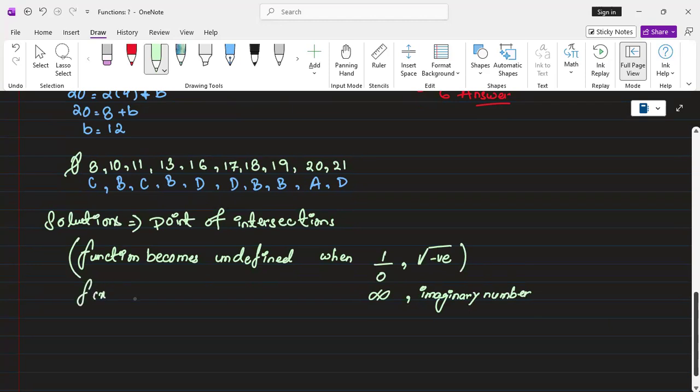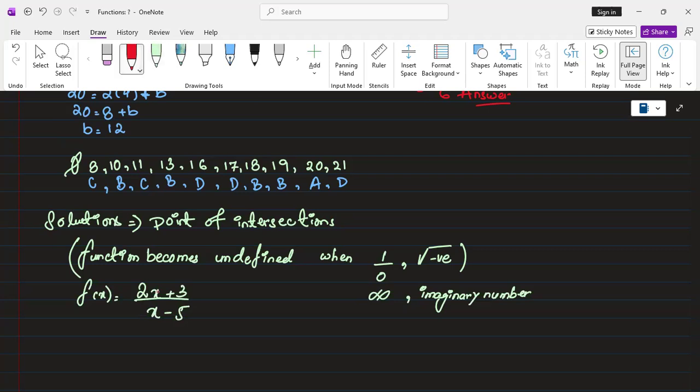So if there's a function, 2x plus 3 upon x minus 5, and it says at what values of x does the function become undefined? The only concern in this function is the denominator. I need to make sure that it is not equal to 0. So x minus 5 is equal to 0 when x is equal to 5. So the function will be undefined at x is equal to 5.